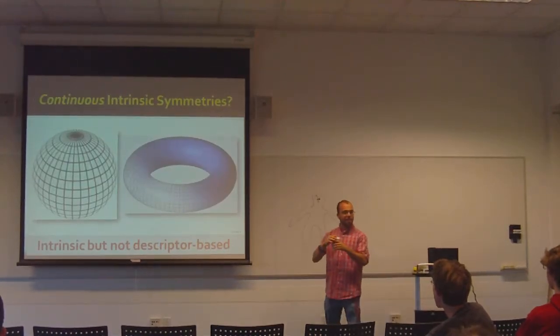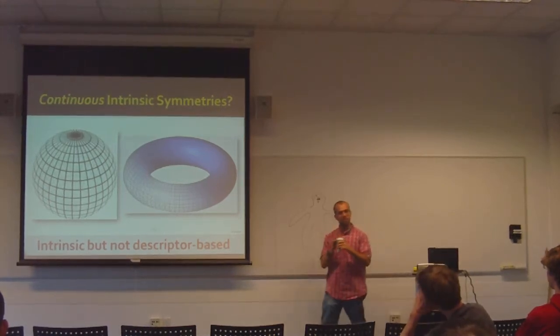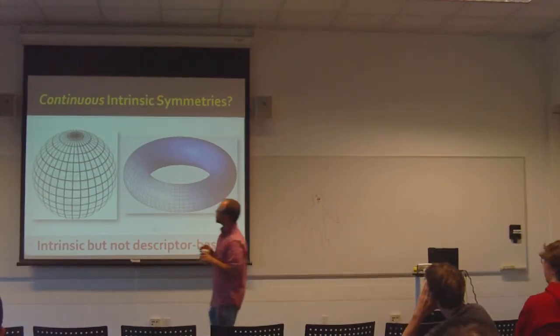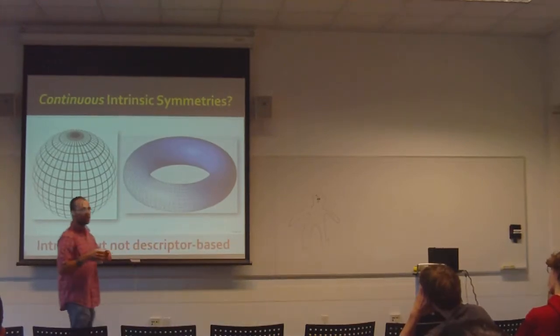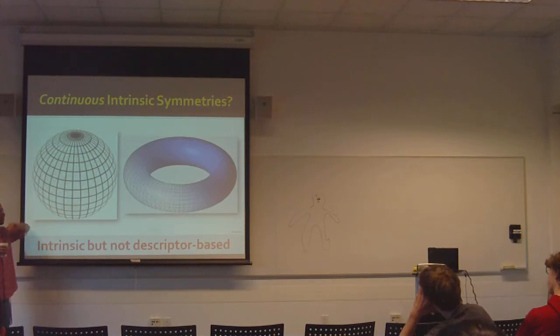But a different symmetry that you might find on a surface. So we'll at least motivate it. We don't have time to go through the details. A different symmetry you might find on a surface, also in the class of sort of intrinsic things you can do, is the idea of an intrinsic continuous symmetry.